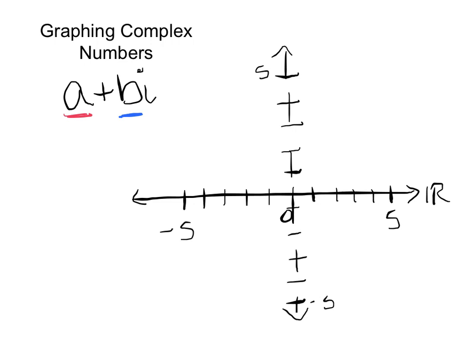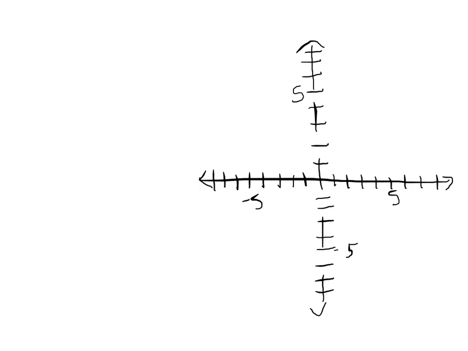So when we graph complex numbers, what we need to do is graph the real part and the imaginary part. It's sort of like coordinates. You can think of it as using the XY plane. I went ahead and drew my real number axis and then my imaginary number axis as well. And we're going to graph a few complex numbers.